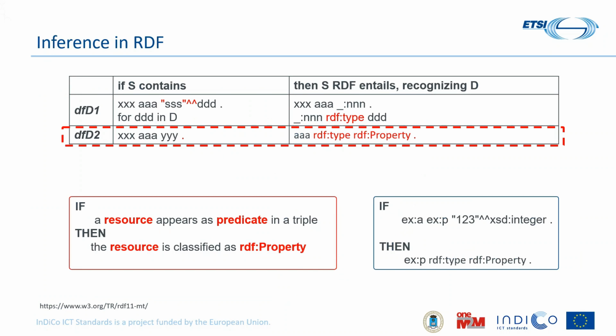The inference in RDF is very simple. It only includes two rules. The second rule, for example, states that if we have a triple, and a resource appears as a predicate in the triple, then the resource is classified as an RDF property. For example, if we have a subject A, a predicate P, and an object 1, 2, 3, then P is going to be classified as an RDF property.